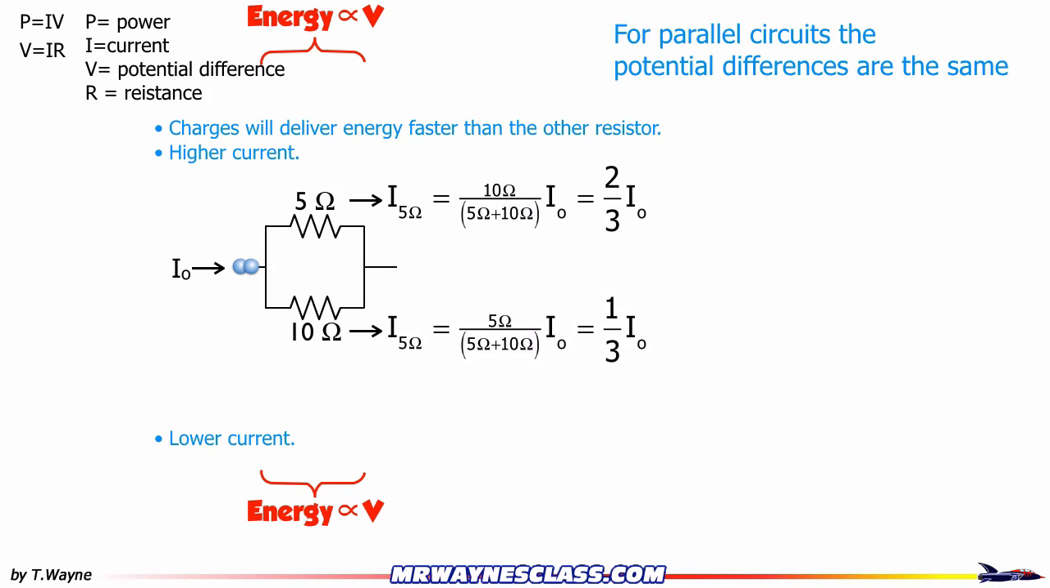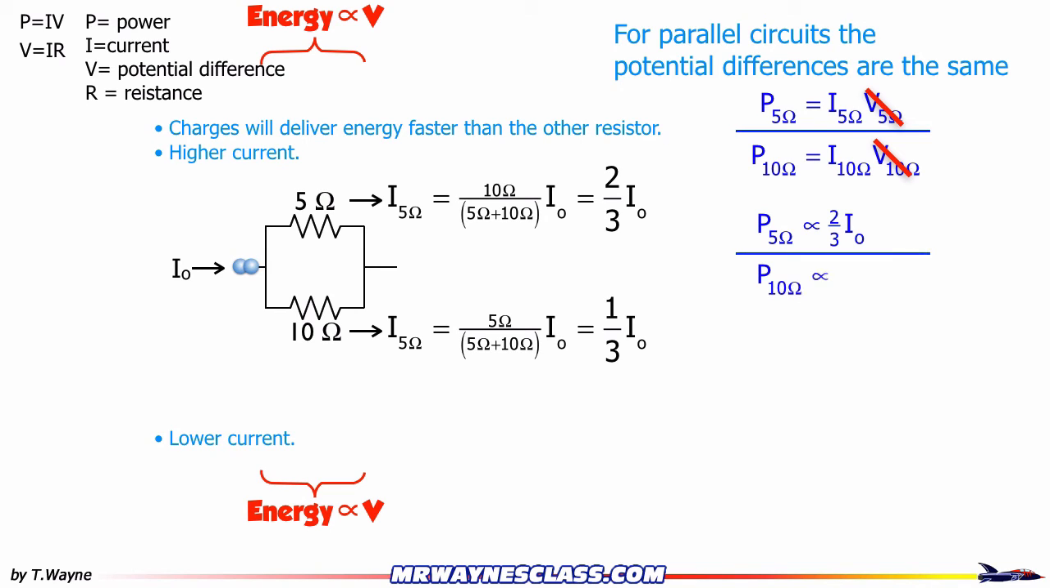Now let's look at the power. Power in the 5 ohm resistor is proportional to the current in the 5 ohm times the potential difference across the 5 ohm. And the power in the 10 ohm is proportional to the current in the 10 times the potential difference in the 10. Well, I know from our earlier statement for the definition of parallel that my energy is going to be the same in each one of these. So the potential difference is going to divide out. That means that my power in the 5 ohm is proportional to 2/3 of the current. So I replace the 5 ohm current with my 2/3 I naught. And I'm going to do the same thing for the 10 ohm, replace that with my 1/3 I naught. Now the I naught is going to divide out, so that's great. But I'll get to that in a minute, sorry.